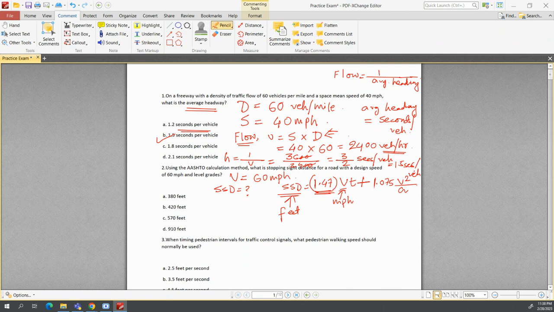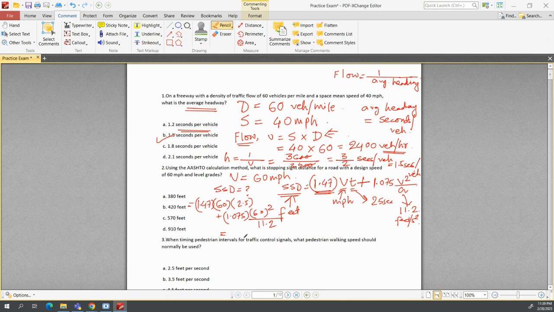square by a. According to AASHTO, the perception time is 2.5 seconds, and the deceleration with which it needs to stop is 11.2 feet per second square. If we put in the values, what will be the solution? 1.47, V is 60, t is 2.5, plus 1.075, V is 60 squared, divided by 11.2.